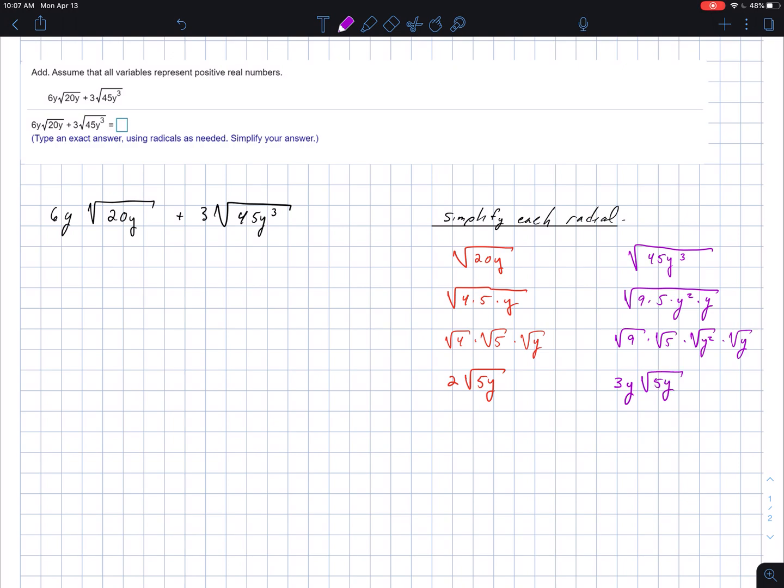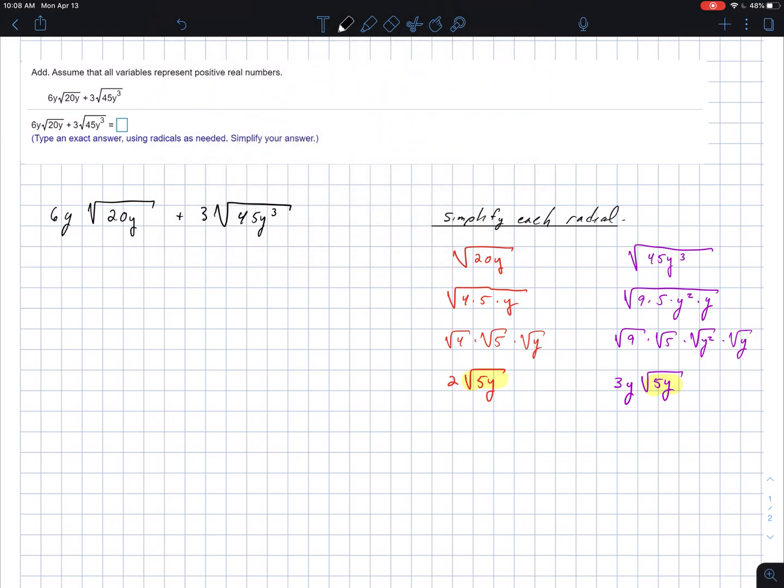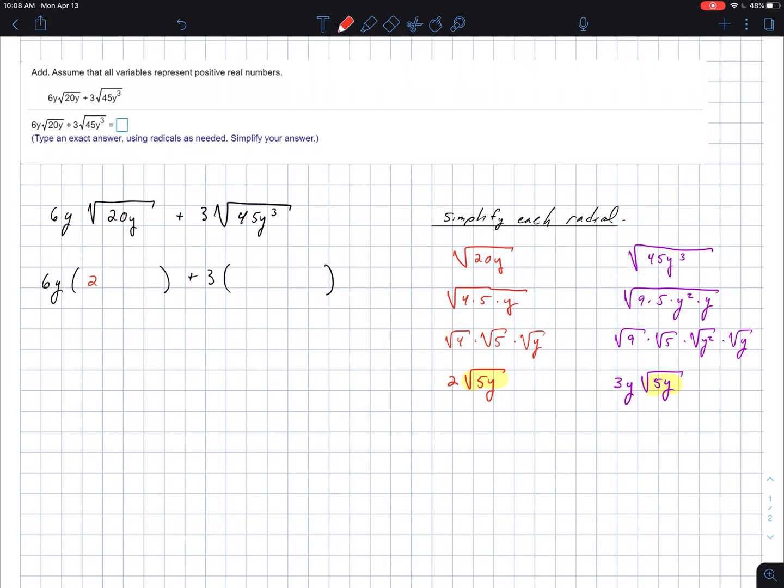So notice that the radicals are the same. I'll highlight them. Notice the radicands, actually, what I should say, are the same. And now let's put them back together. So this is 6y times something, right, plus 3 times something. So let's put the right colors in. I think I used red first. So this is 2 root 5y, and I used purple, I think. This was 3y root 5y. So now we can just do the basic multiplication and then combine.